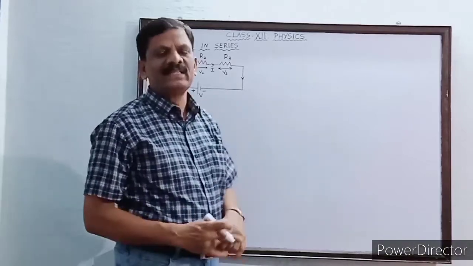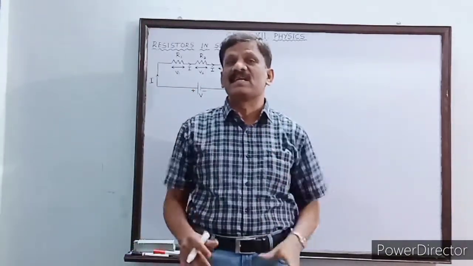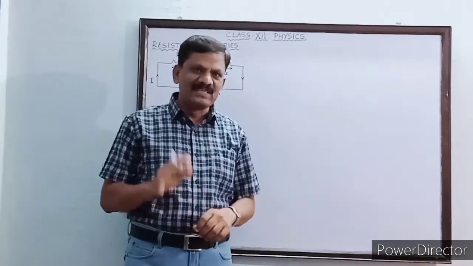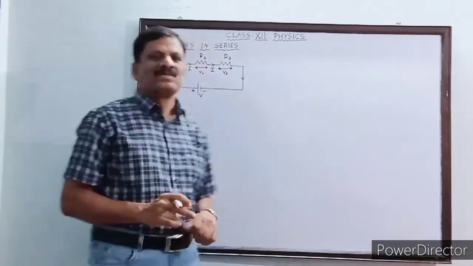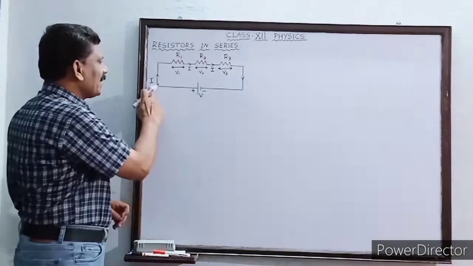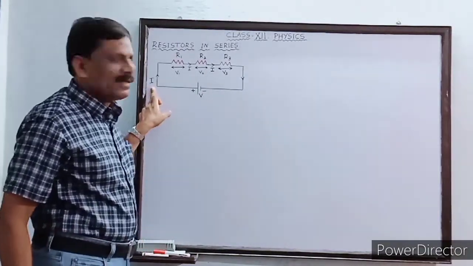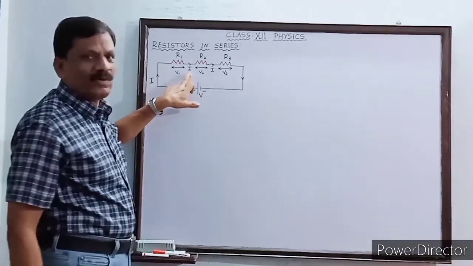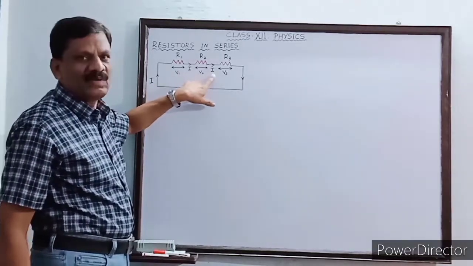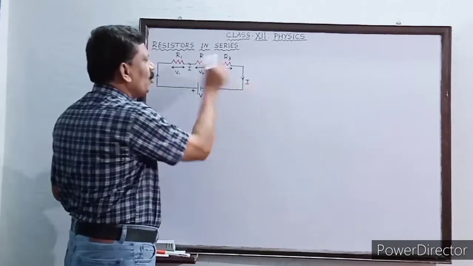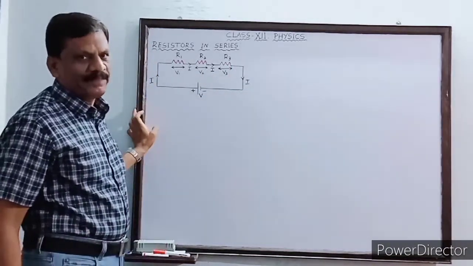Already you have studied in the earlier classes that when devices are connected in series, the current flowing through each device will be the same. So the main current sent by the battery is I ampere. The same current I ampere will flow through each resistor R1, R2 and R3. So the same current is going to flow through the series combination.